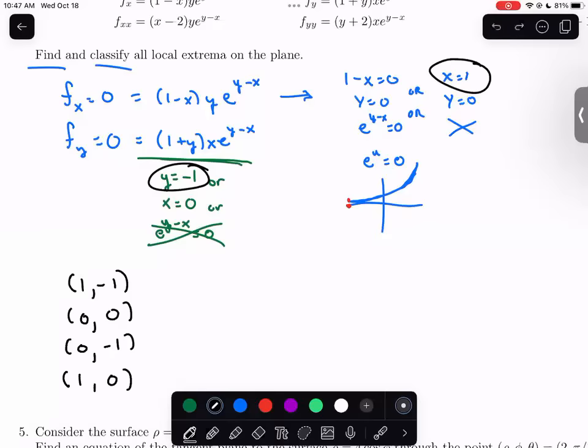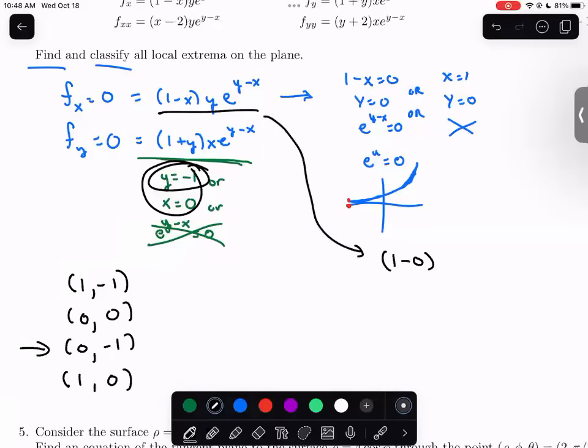So let me show you though, if we were to do zero, negative one. In this case, x equals zero means that our y derivative is equal to zero. Y equaling negative one means that our y derivative is equal to zero, but we don't have anything that's helping us make our x derivative equal to zero. So our x derivative, you can go back to this. If x equals zero, we would have one minus zero.